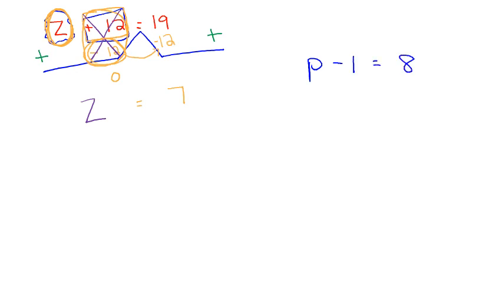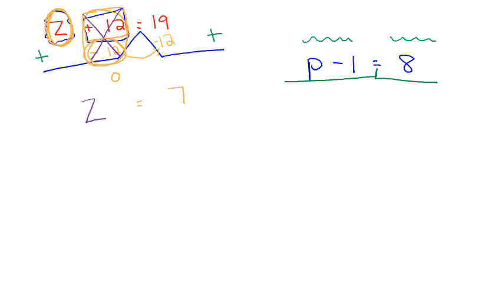Okay, so remember that the equal sign is a scale. Right now these two things are equal. This side is equal to 8, and this side is equal to p minus 1. They're exactly the same. So if I do some stuff to one side, I have to do that same stuff to the other side, or else my scale will not balance anymore.